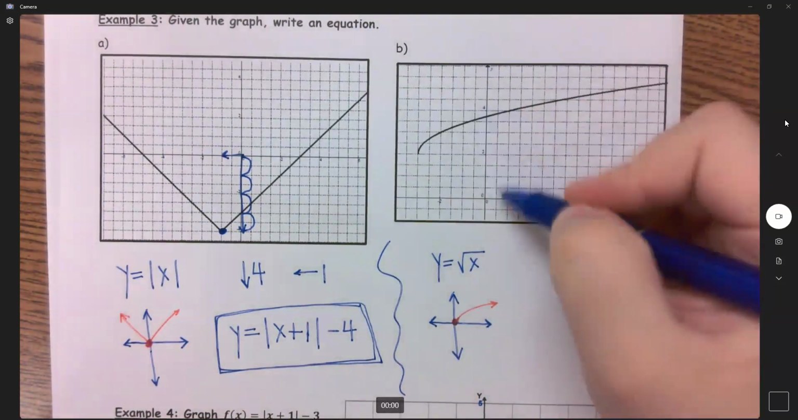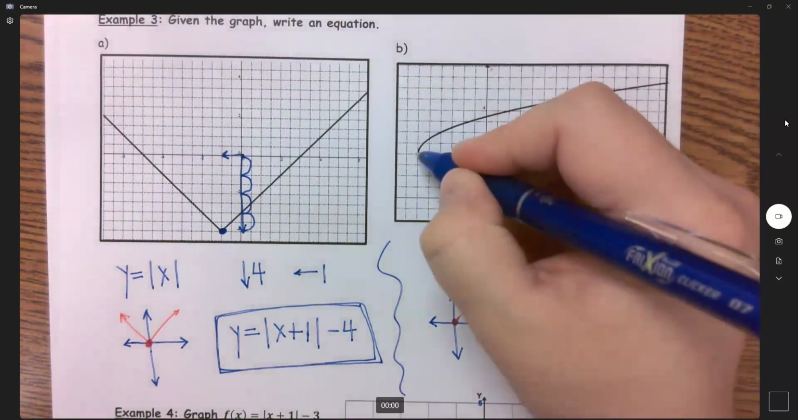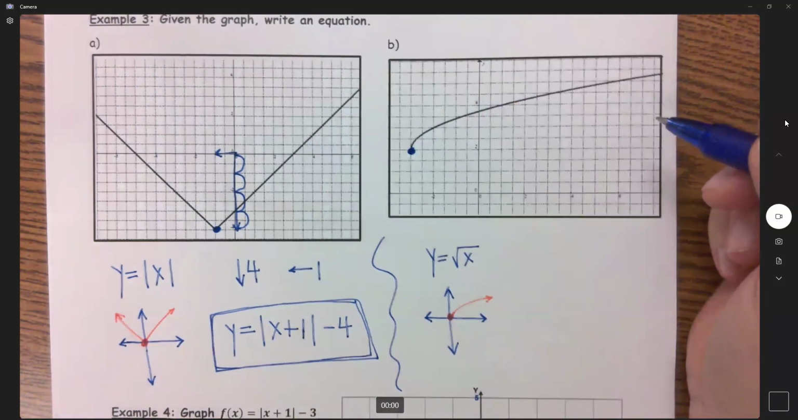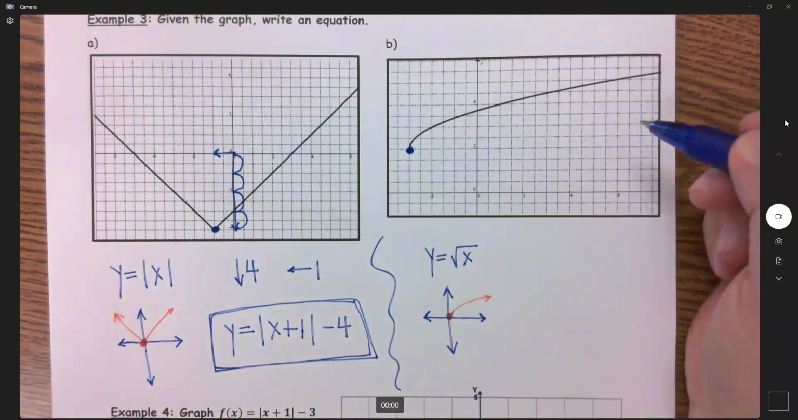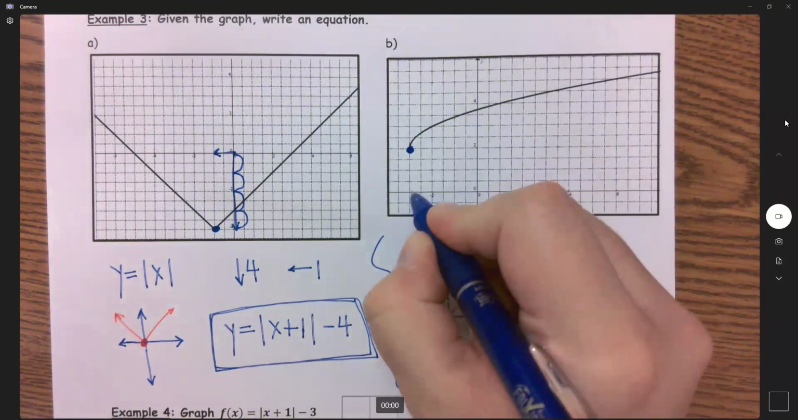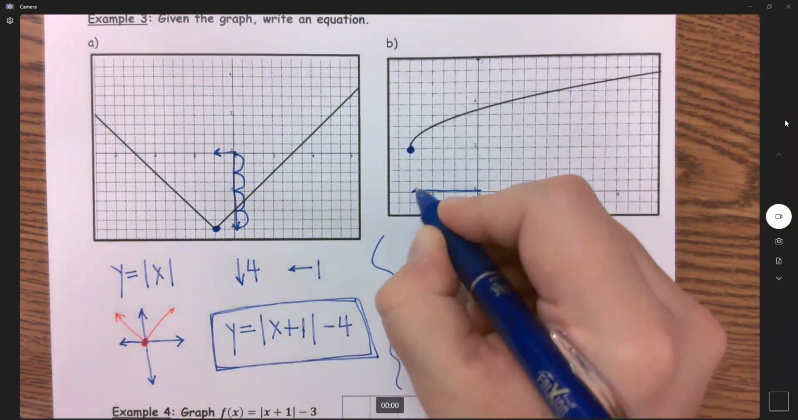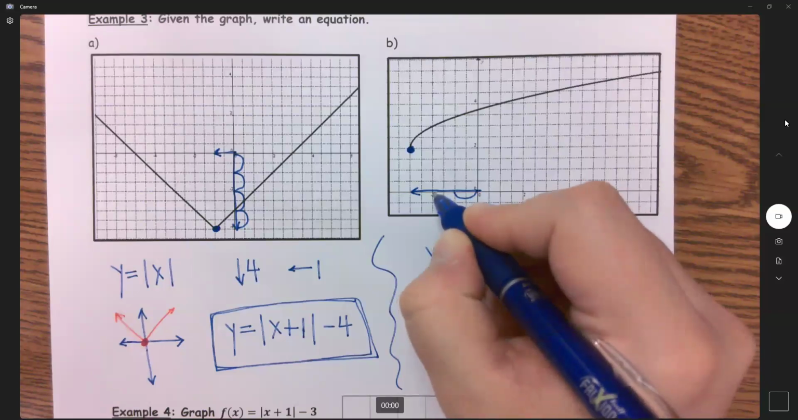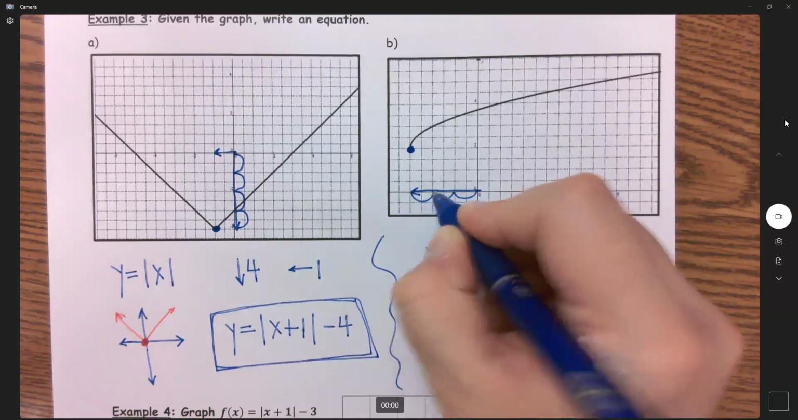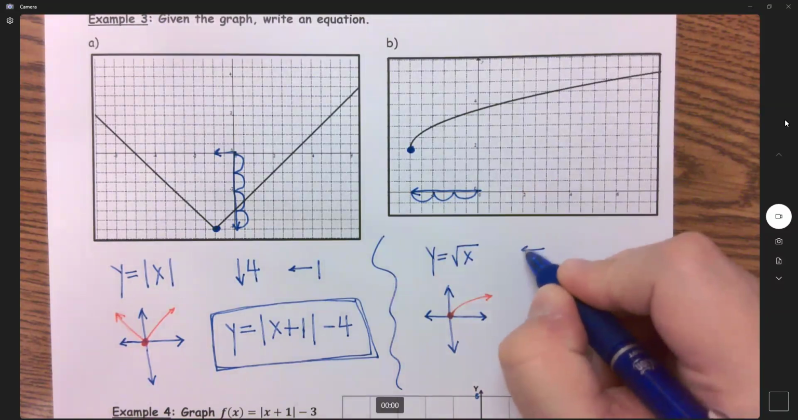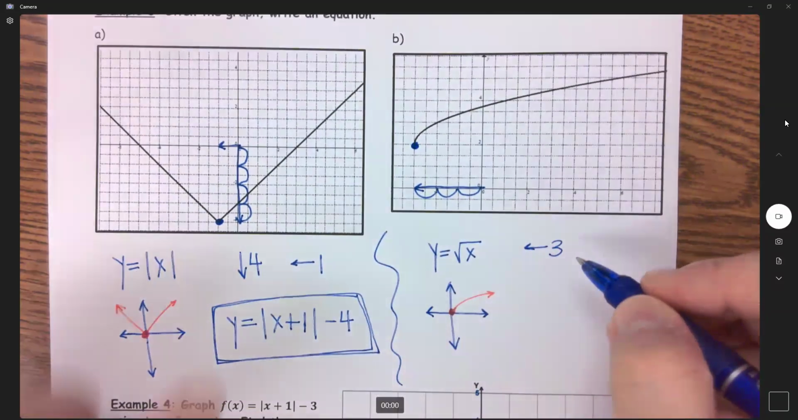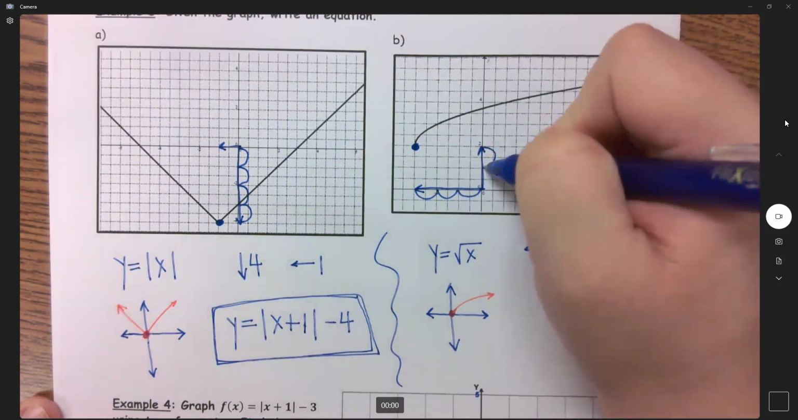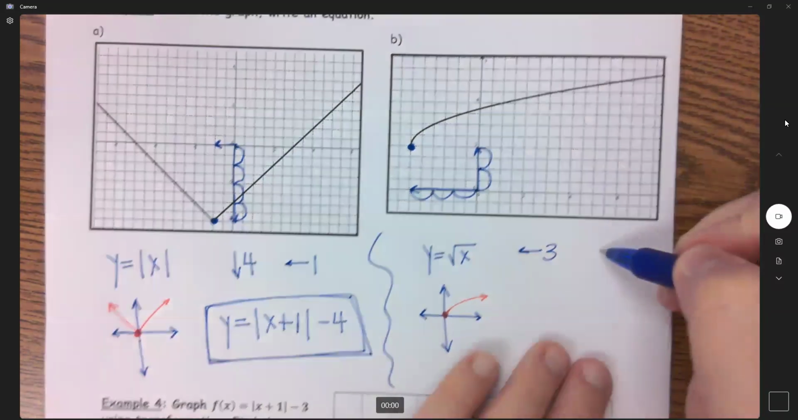So if it started at the origin and now it is up here for the starting point, how are we moving? So how many units to the left are we going? And it looks like 1, 2, 3 units. And then it's moving up 1, 2 units.